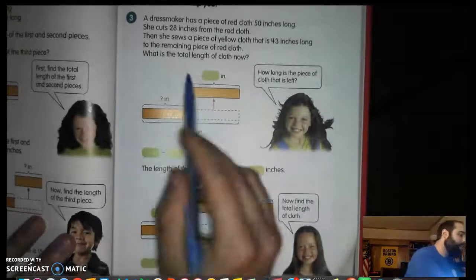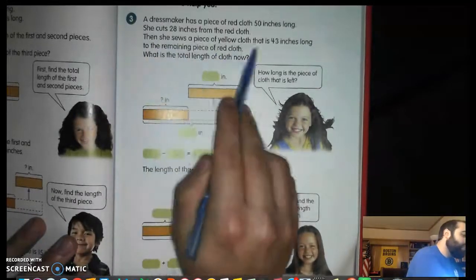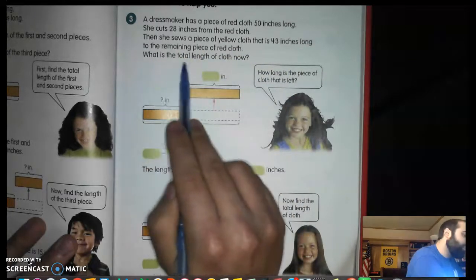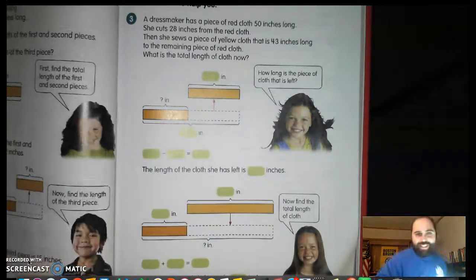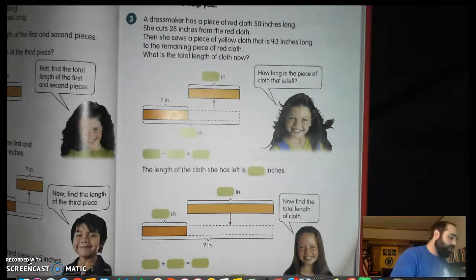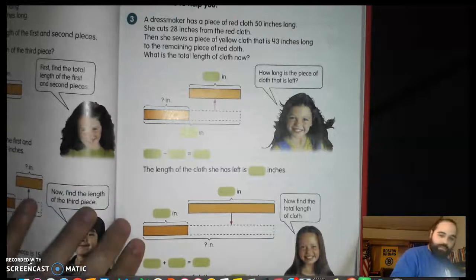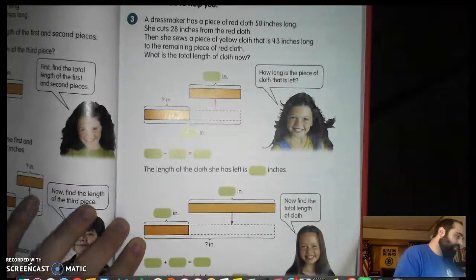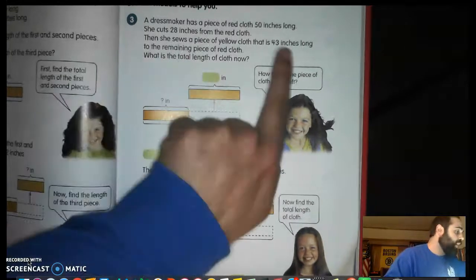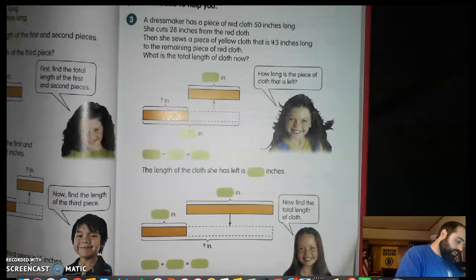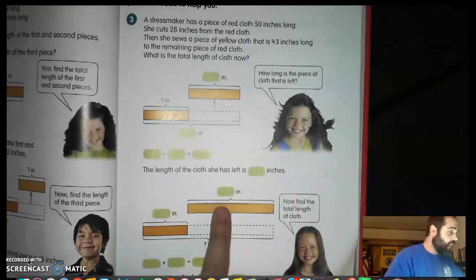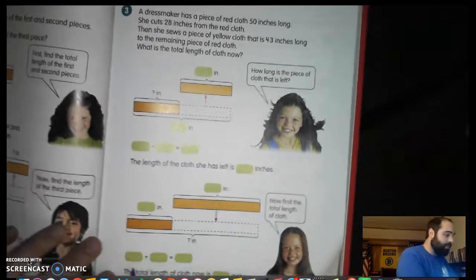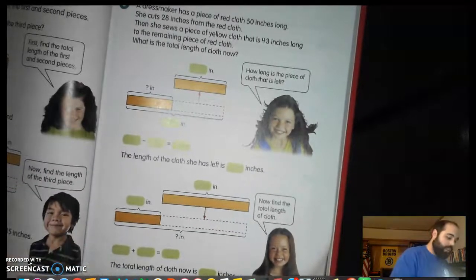But now we know in this question that she sews a piece of yellow cloth that is 43 inches long to the remaining piece of red cloth, whatever's left. What is the total length of cloth now? All right, now we know that. We can take our 22 inches, right there. We're going to take our 22 inches, and we're going to add in the new piece, which is 43 inches long. So we have our 22 inches here, our 43 here. Now we want to know the total length of that new cloth. And it's another addition problem. So we have addition. 22 plus 43.